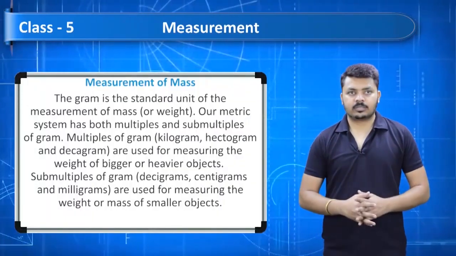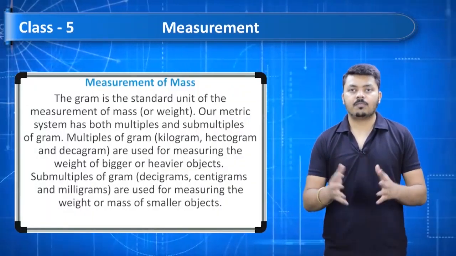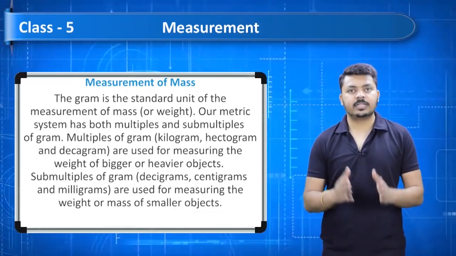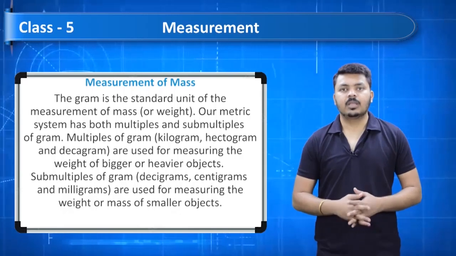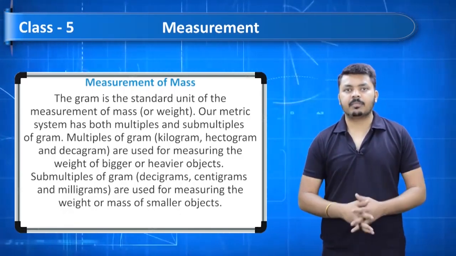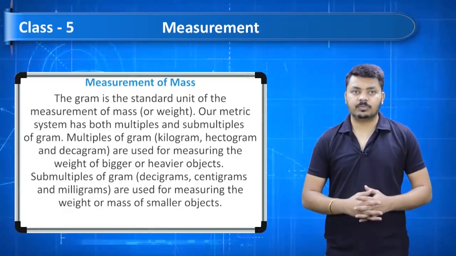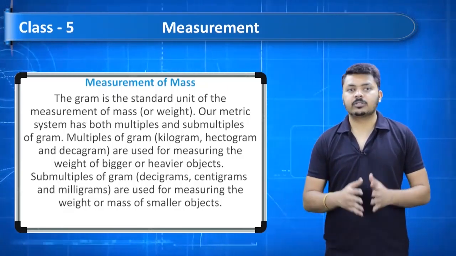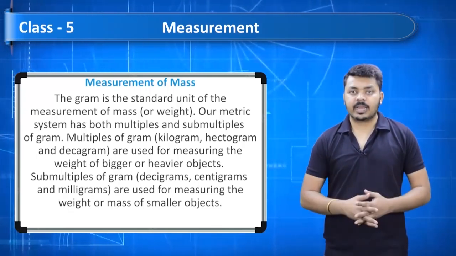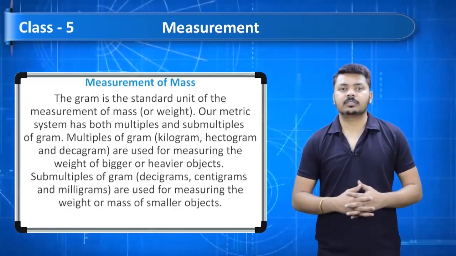Measurement of mass. The gram is the standard unit of the measurement of mass or weight. Our metric system has both multiples and submultiples of gram. Multiples of gram, kilogram, hectogram and decagram are used for measuring the weight of bigger or heavier objects. Submultiples of gram, decigram, centigram and milligram are used for measuring the weight or mass of smaller objects.